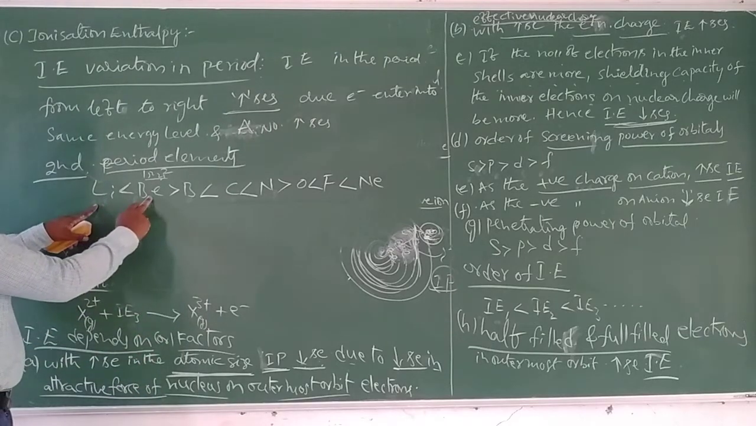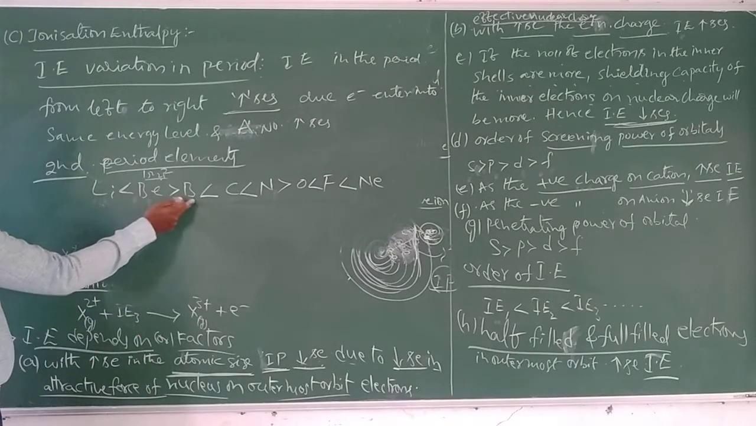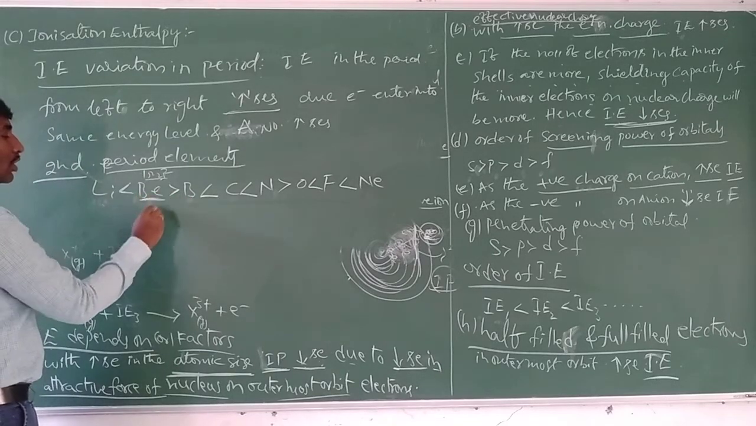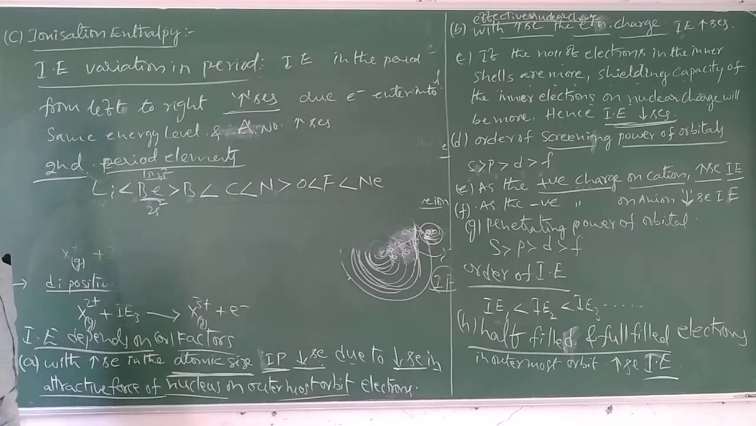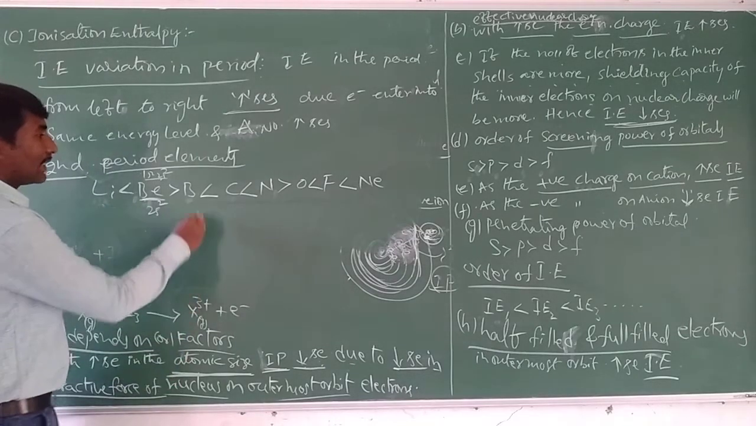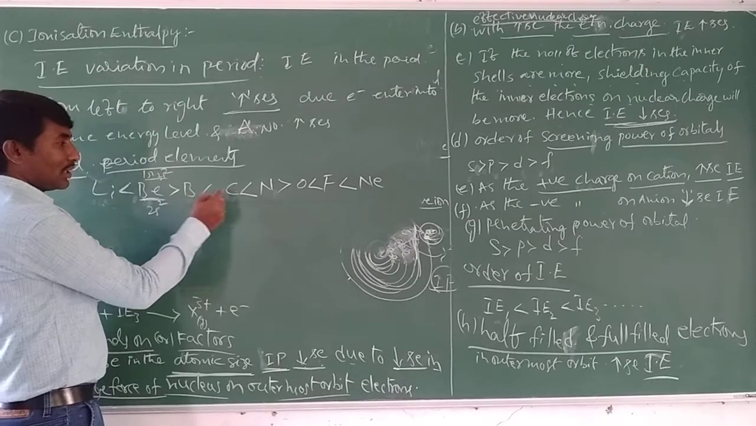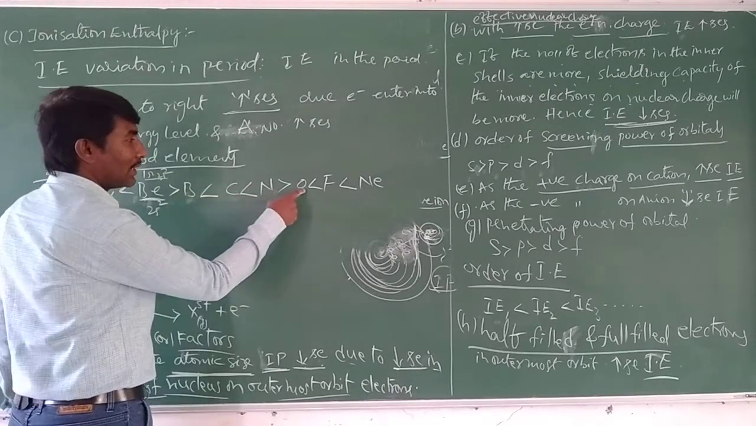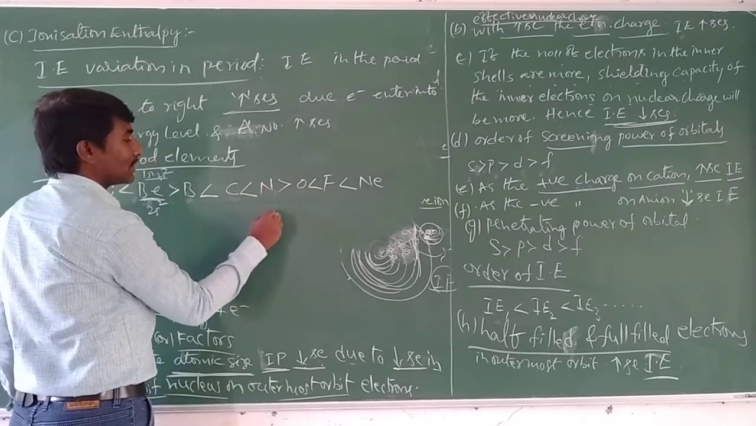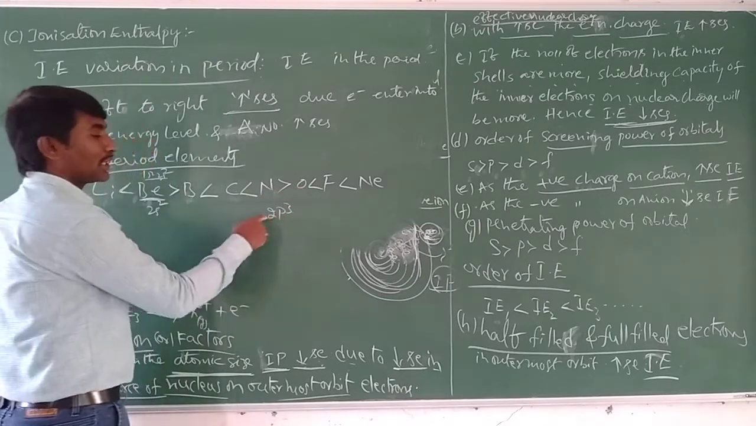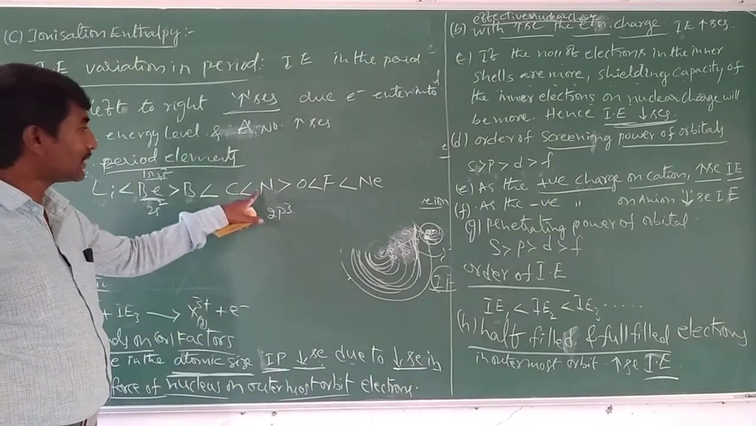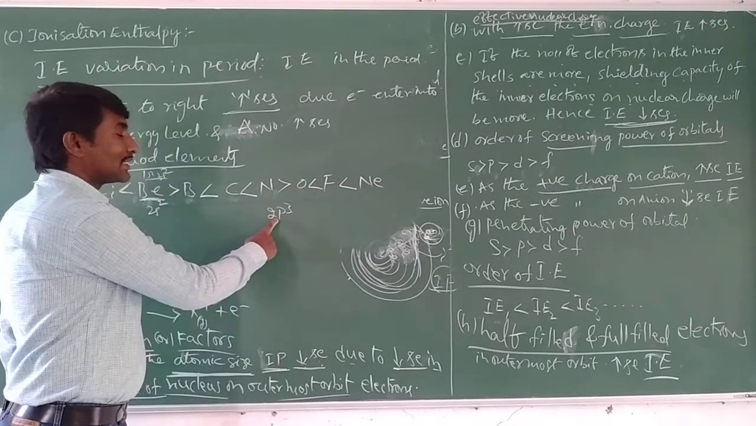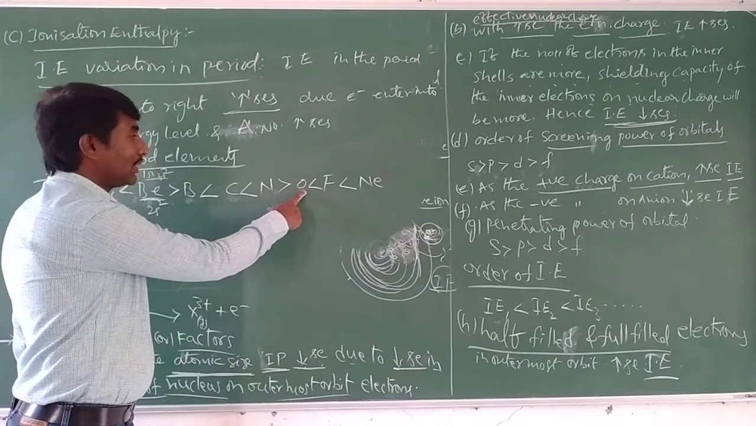this is less than this one, and this is greater than this one. So beryllium is greater than boron. Why? Because 2s2 is completely filled. Another thing: this is carbon, this is boron. So boron is less than carbon, carbon is less than nitrogen, and nitrogen is greater than oxygen. Why? Because nitrogen has 2p3, half filled in the outermost shell. So that's why it has greater ionization enthalpy compared to oxygen.